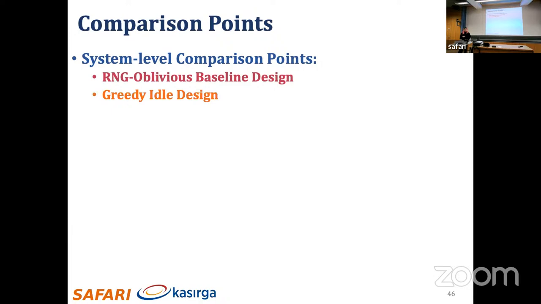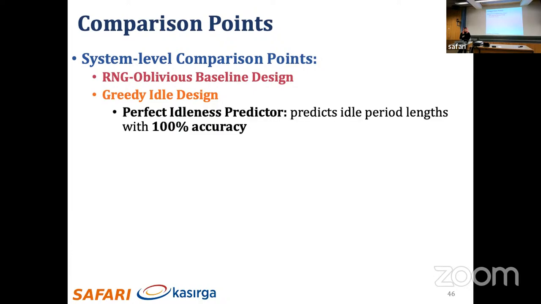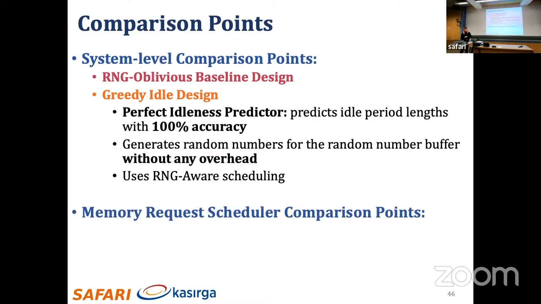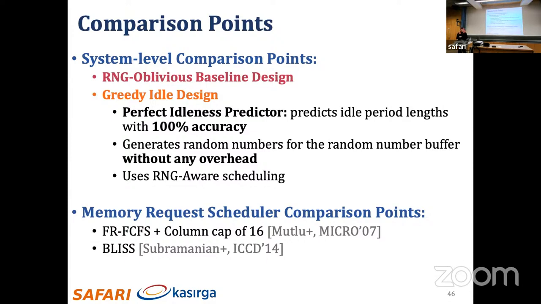The greedy idle design is based on the idea of a perfect DRAM idleness predictor, which means that if an idle period reaches the period threshold, we assume that the design can generate random numbers with no overhead. To simulate a fair comparison point, we also employ application priority-based RNG-aware scheduling. To evaluate the RNG-aware memory request scheduler, we use 2 comparison points. The first one is a commonly employed memory request scheduler, FRFCFS with column cap of 16. And the second comparison point is the state-of-the-art application-aware memory request scheduler, BLISS, which uses a blacklisting method to improve fairness.